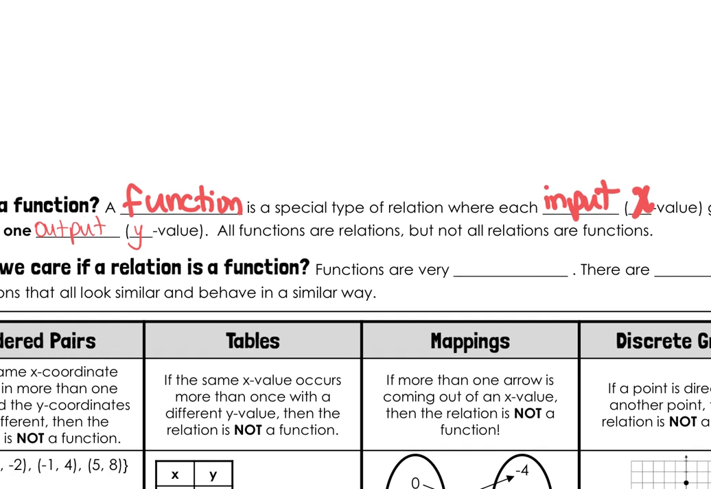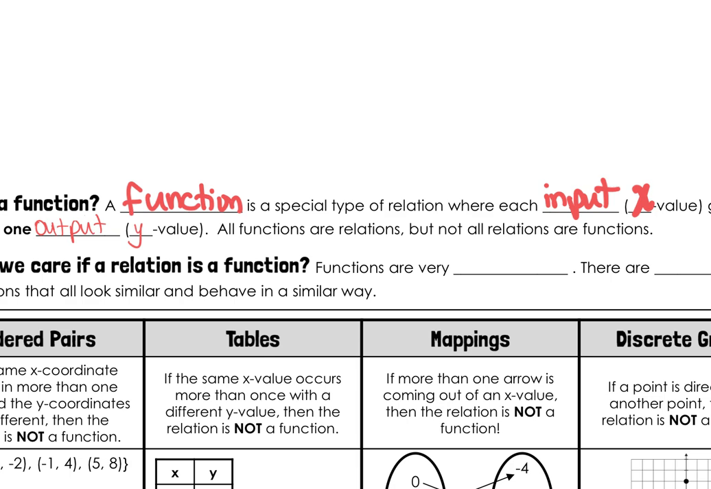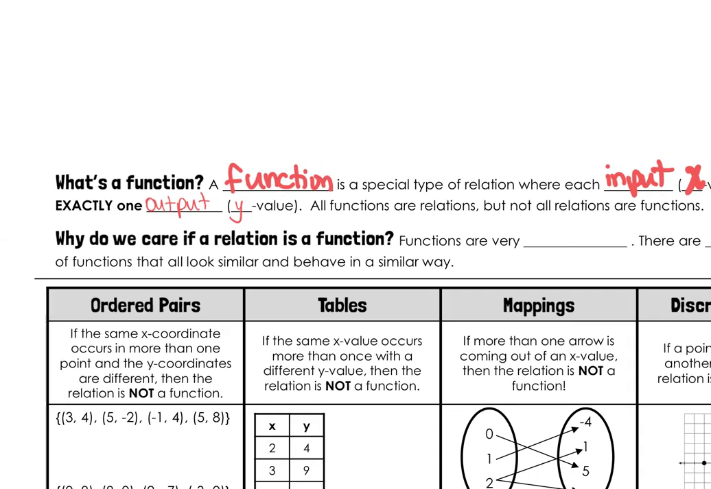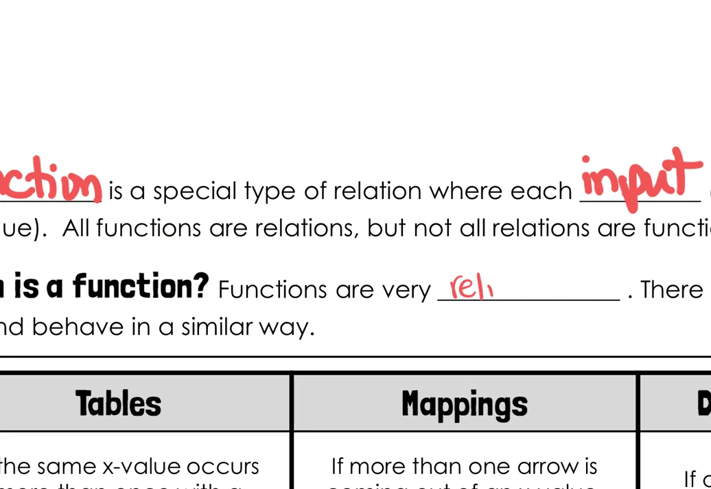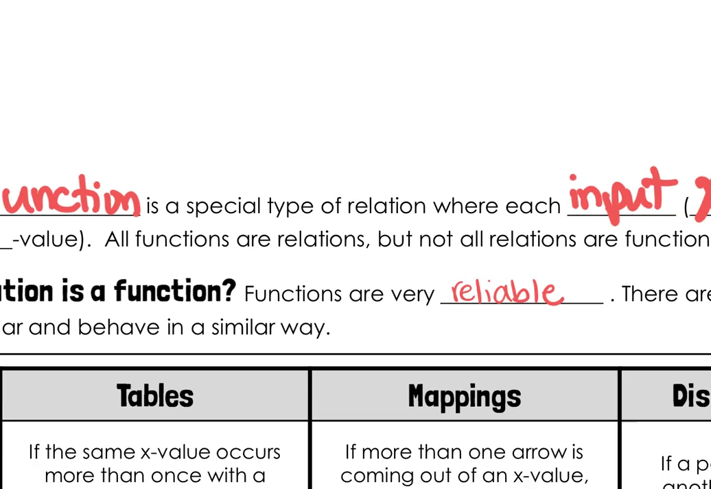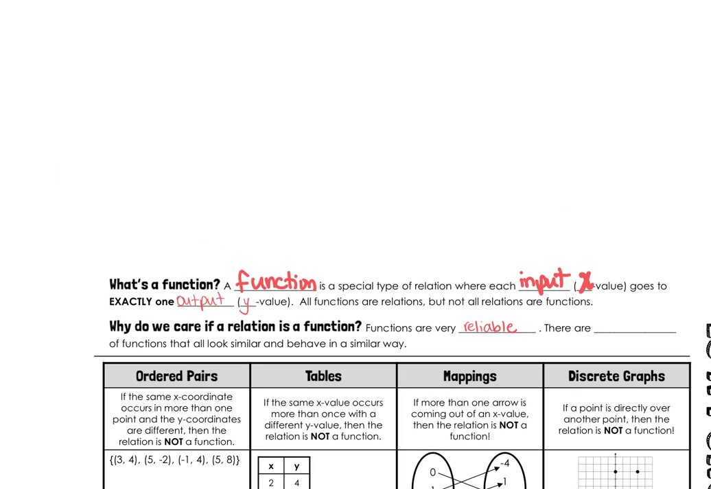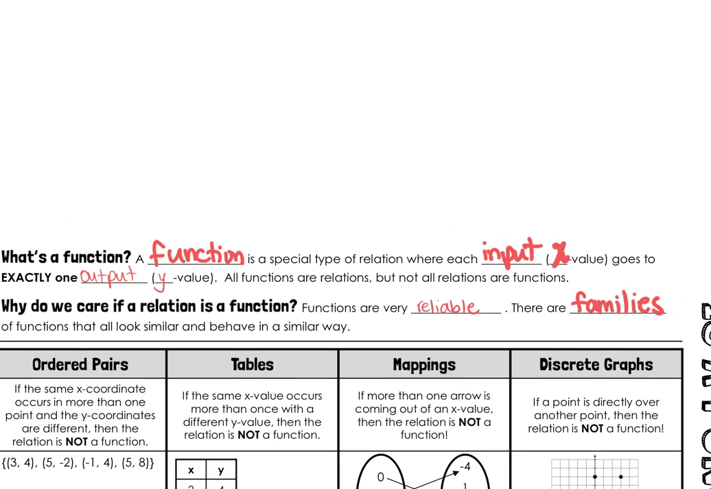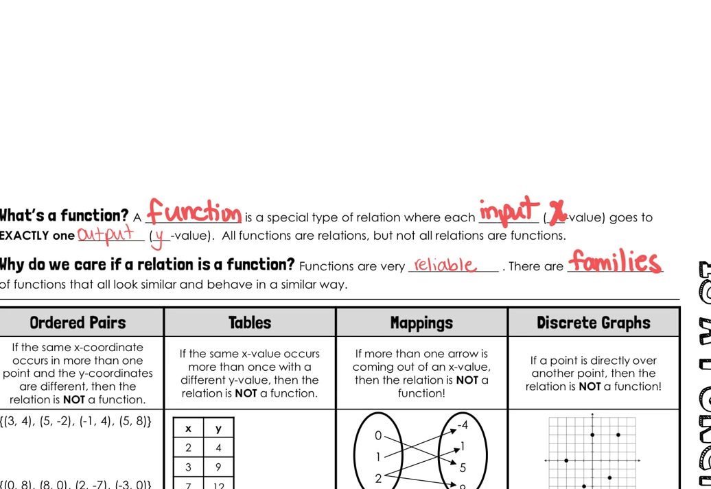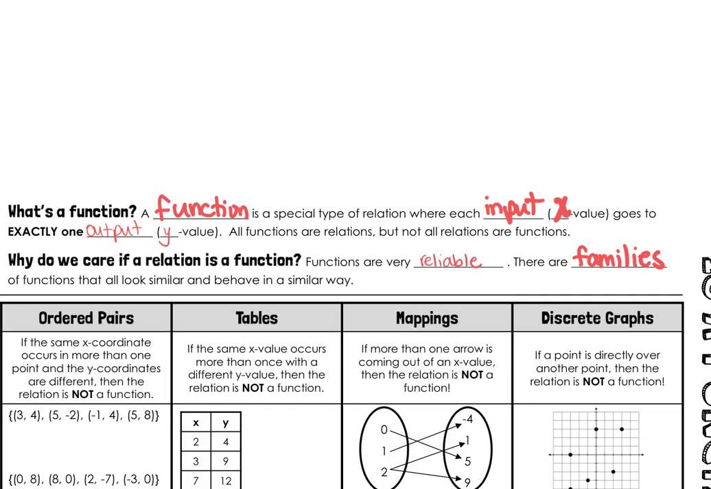So all functions are relations, but not all relations are functions. Okay? Now, why do we care? Because functions are very reliable. And there are families of functions that look and behave in similar ways. So we have our linear function family and our quadratic function family, our absolute value function family. Those are your function families.